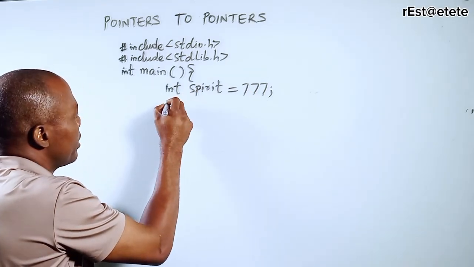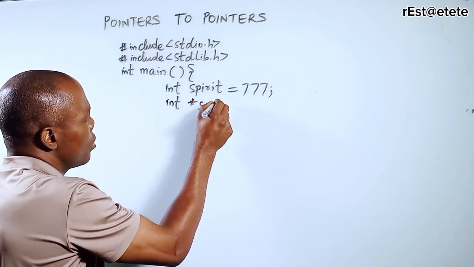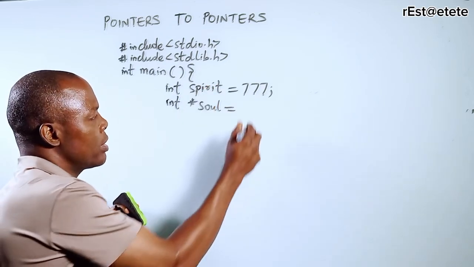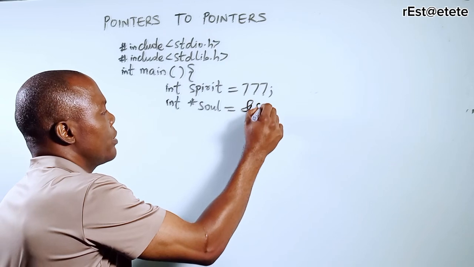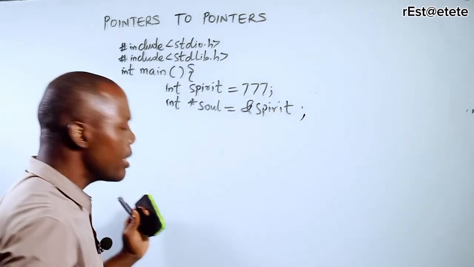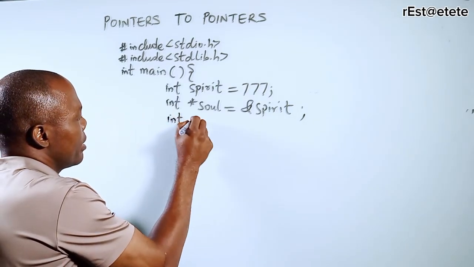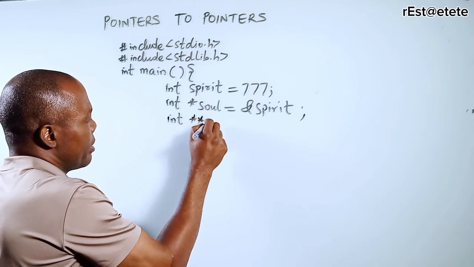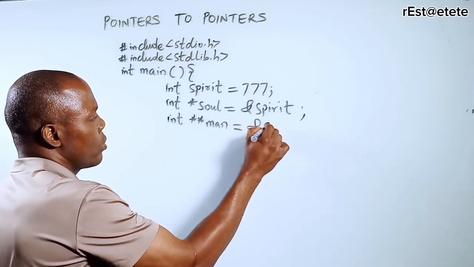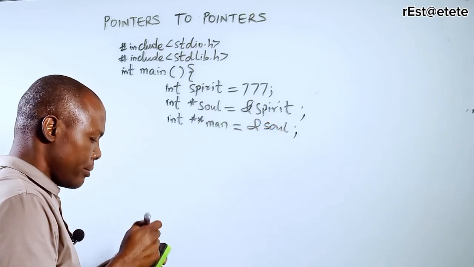Now I'm going to declare a pointer, int asterisk. This is my pointer, and I will name it soul. Now, what is it going to point to? It's going to point to the address of spirit. Right? Now I'm going to declare another pointer, which is int double asterisk man. And this will point to the address of soul. Right? So I've done that.